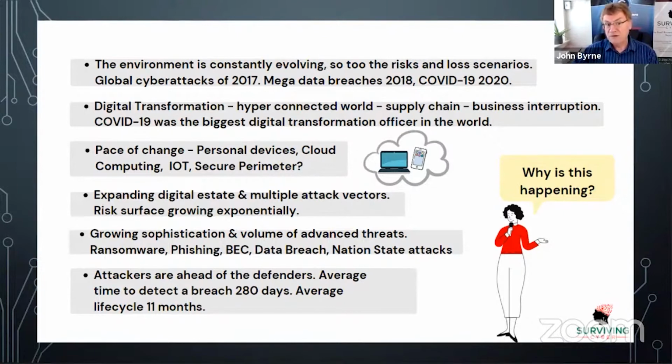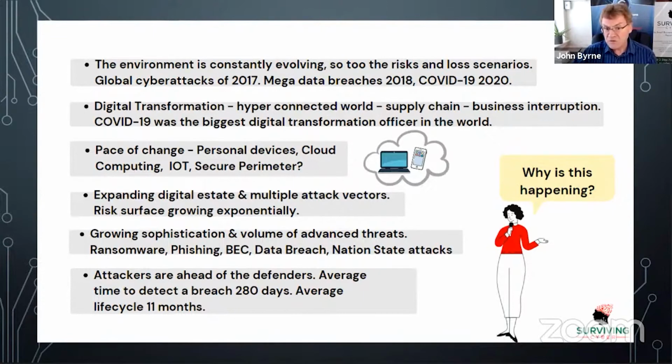Most of our change is driven by digital transformation, and we do live in that hyper-connected world where we're all part of somebody else's supply chain. Every business is connected to other businesses, and business interruption in one business turns into business interruption very quickly elsewhere. COVID-19 has been mentioned by other speakers, but in my talk on cyber risk, it is the biggest digital transformation officer in the world. What actually happened was companies had to transform dramatically from the office environment to working from home, almost without any preparation.